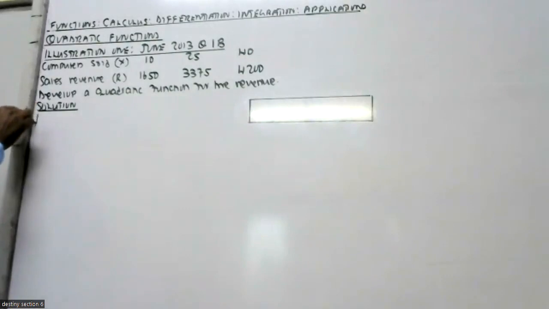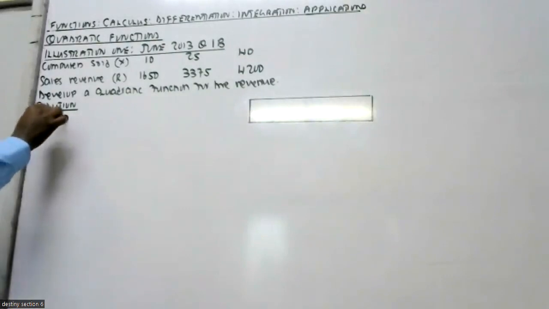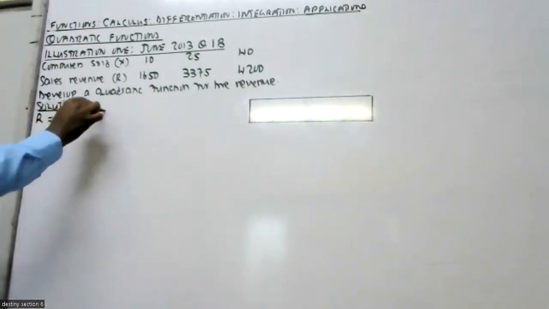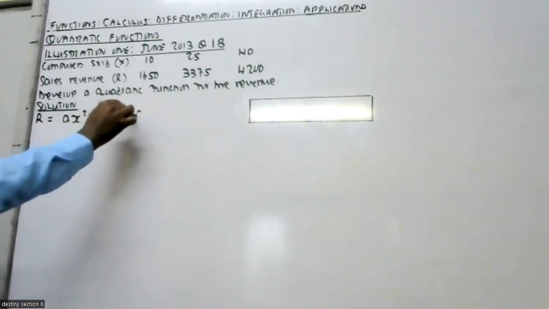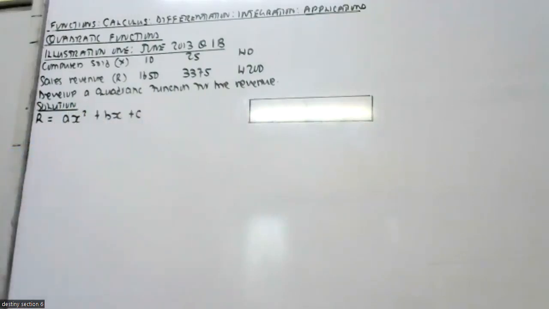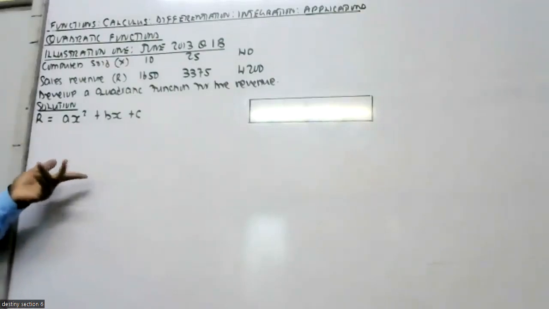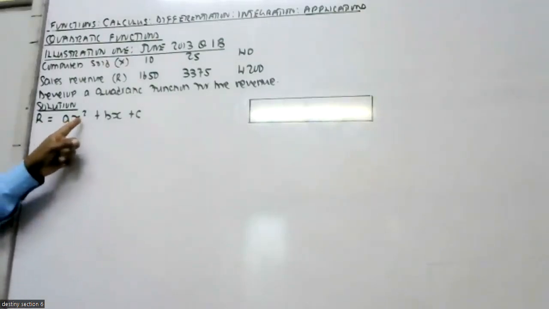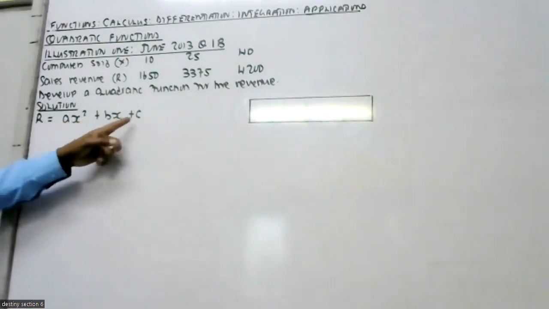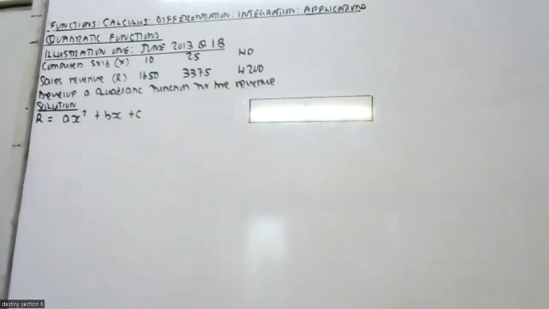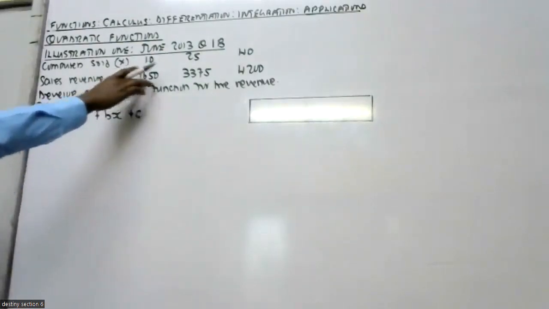So the format here we shall use R is equals to ax squared plus bx plus c. That's the format. Although in the notes I've given you y, but this one you can use any data depending on what you're dealing with. The most important is that here the highest power of x should be squared. So when you have put it that way, you now start substituting.